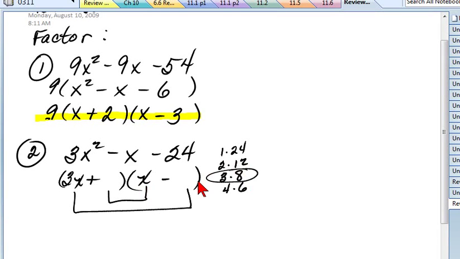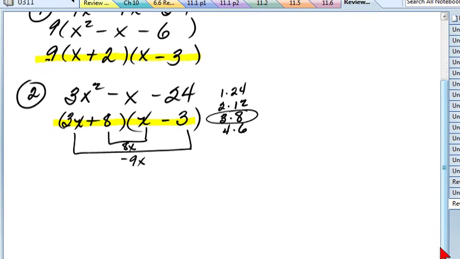So there really could be some trial and some mistake and so on. I'm going to try the 3 and 8. I'm going to put the 3 down here so that it pairs up with this 3, giving me a negative 9x. Then I'm going to put the 8 in the middle. That gives me 8x, and that does work out. So I didn't make errors in that one, but certainly it could have taken a few trials for me to get that. So 3x plus 8 times x minus 3. And certainly please call my attention to it if I make an error on this or if you see an error on my solution pages, let me know.